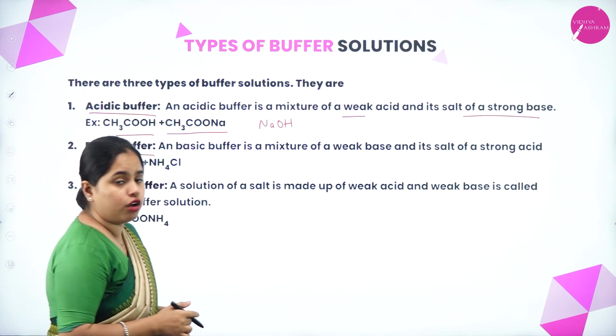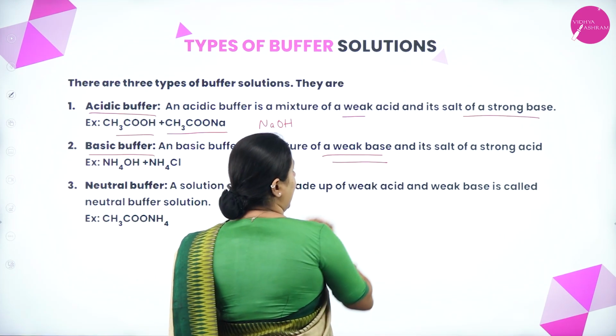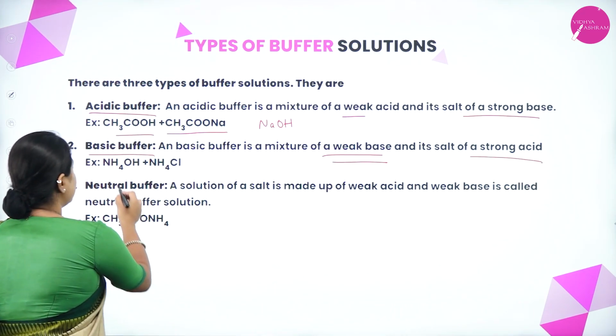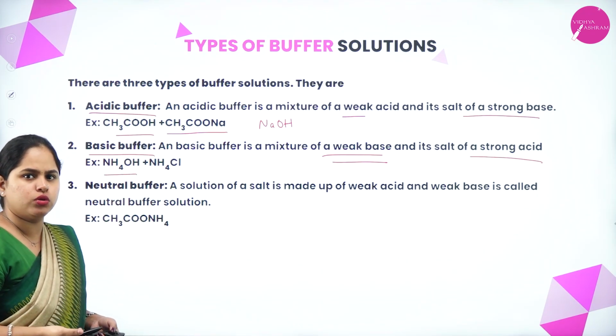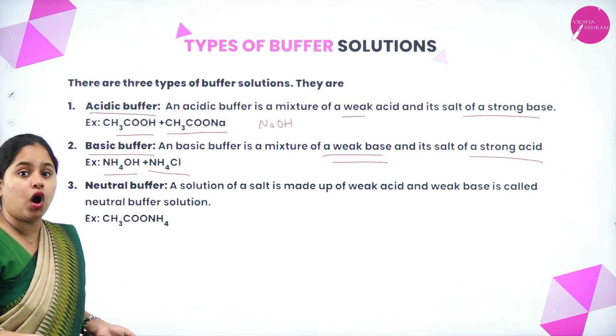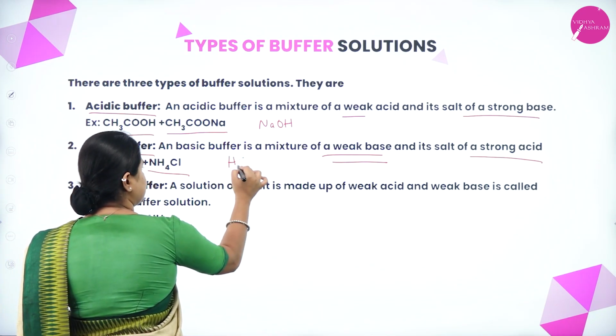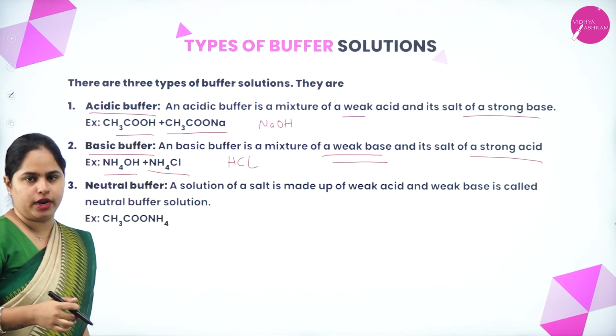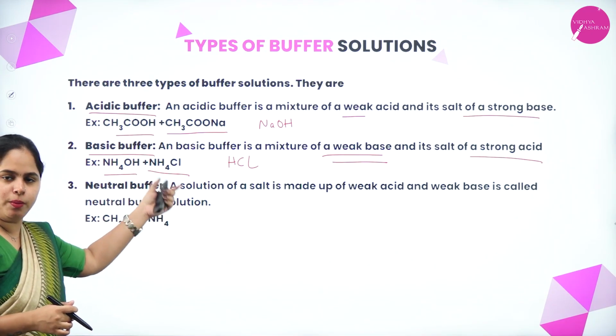Basic buffer is a mixture of a weak base and its salt with a strong acid, right? So which is the weak base? Ammonium hydroxide, NH4OH, is a weak base, and ammonium chloride is a salt with a strong acid. Which is a strong acid? HCl. So HCl and ammonium hydroxide will form the salt ammonium chloride, right? So this mixture gives you a basic buffer.